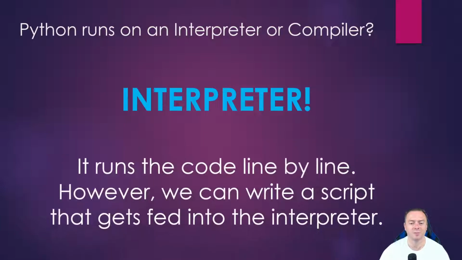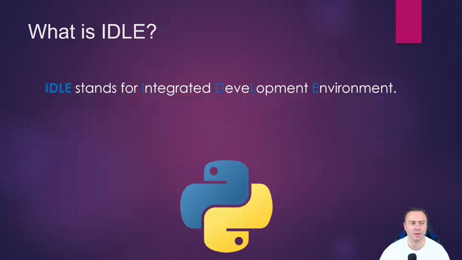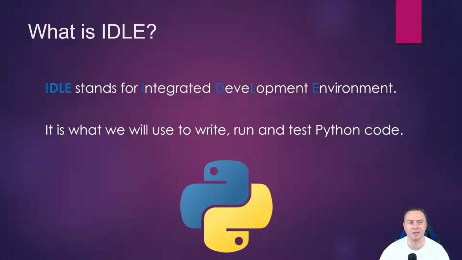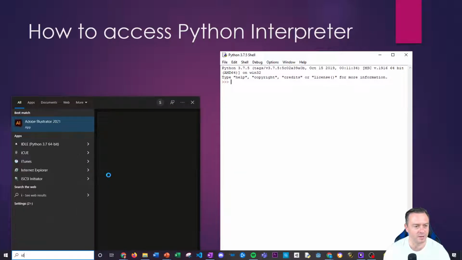It runs the code line by line. However, we can write a script that we can feed into this interpreter. And this is what IDLE is. IDLE is the thing that you just downloaded before, and it stands for Integrated Development Environment. It's what we use to run and test Python code. For the beginning of this course, this is what we're going to do. If you open up IDLE, this is what it would look like, and I'll actually open it up on my computer.